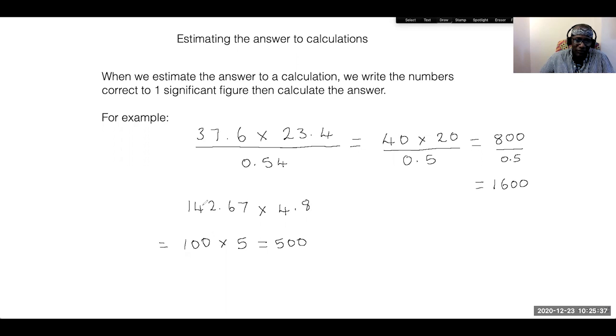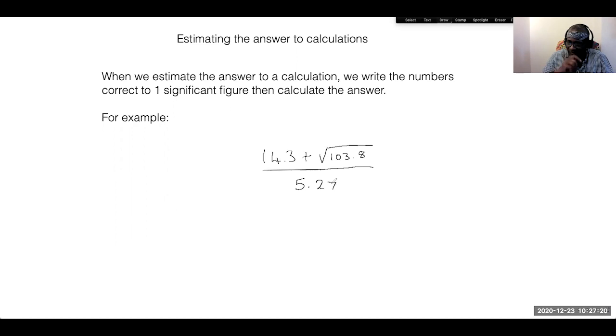142, to one significant figure would be the 1. The number after it is below 5, so we are rounding to the nearest 100. Okay, so 100 is similar to 142.67, in the same bracket. Remember, we are estimating. Now it's really important again that we understand how to round to one significant figure. So 14.3 will give me 10.